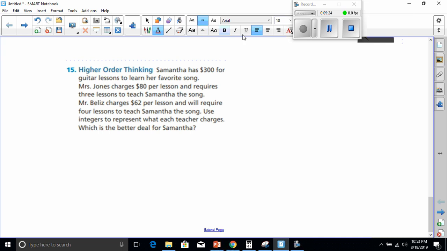Looks like I got the last one on the list. It says here, higher order thinking. Samantha has $300 for a guitar lesson to learn her favorite song. Mrs. Jones charges $80 per lesson and requires 3 lessons to teach Samantha the song. So if it's $80 a lesson and 3 lessons, that tells me that's going to be 80 times 3 right there. But let's go on.